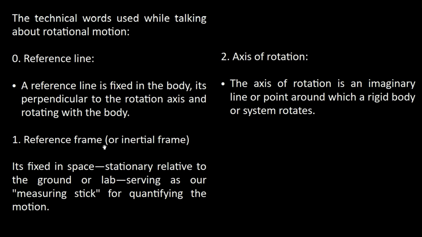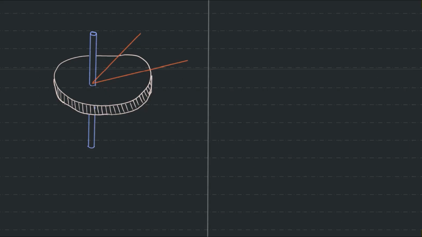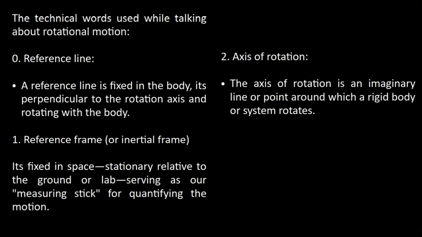Now, the reference frame or inertial frame is fixed in space. So even when the object rotates, this will not rotate. So this is fixed. And these are reference lines, and it was over here at, say, t equal to 0, and this is t equal to, say, after 2 seconds. So that has moved. Then we need to talk about the axis of rotation.